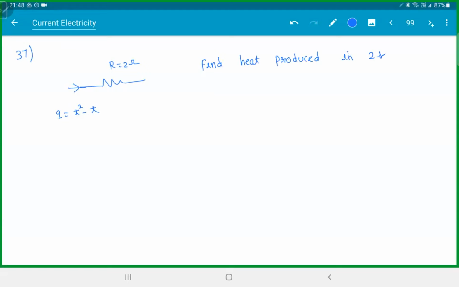They didn't give you the current, they give you the charge. The charge flowing through the resistor is t square minus t. t is time and R is 2 ohms. Find the heat produced in 2 seconds. Get this. Easy one, just a matter of calculations. Chirayu, cams on. Others, do keep your cams on.